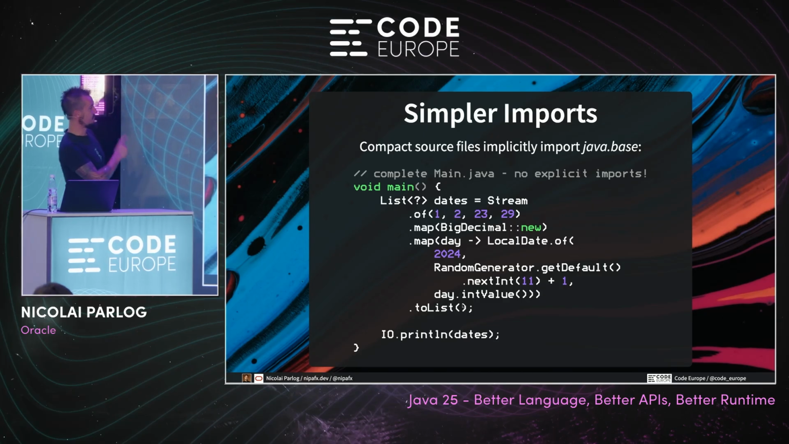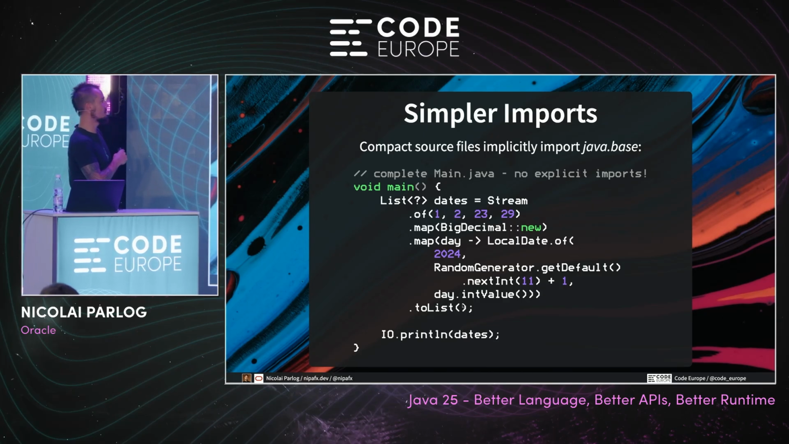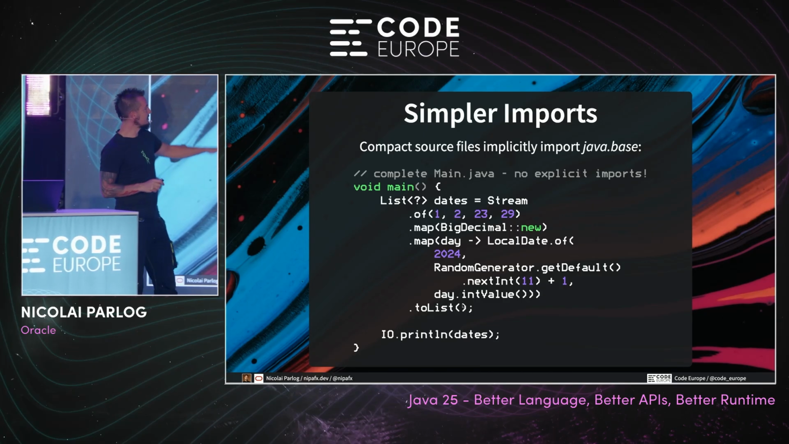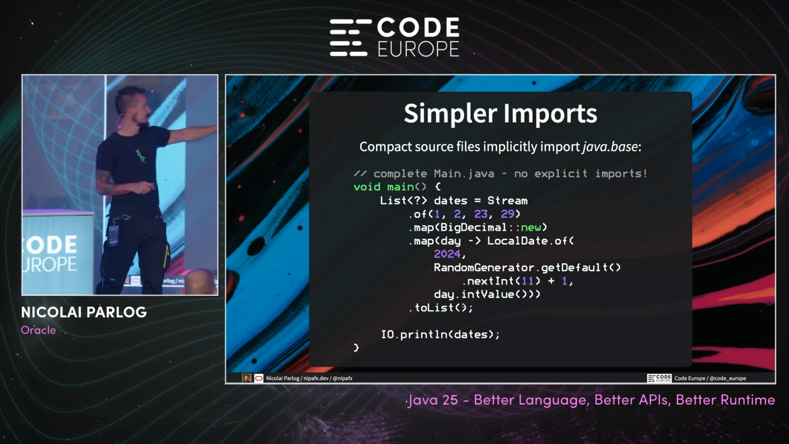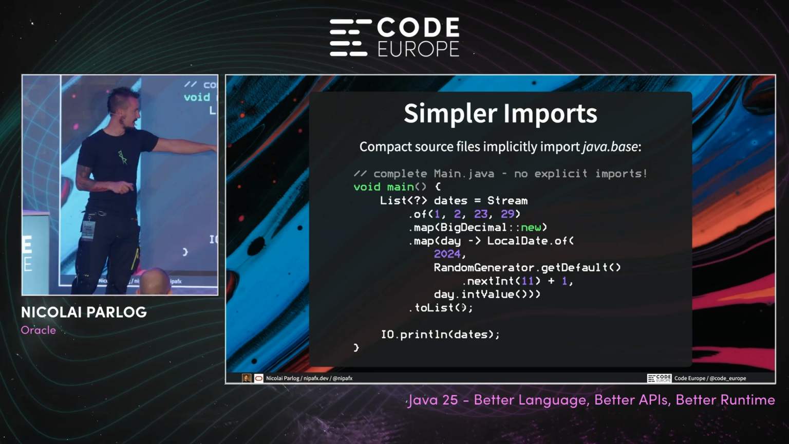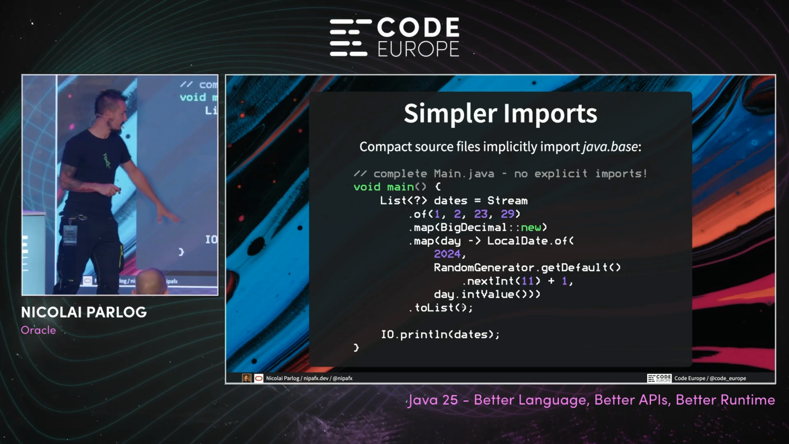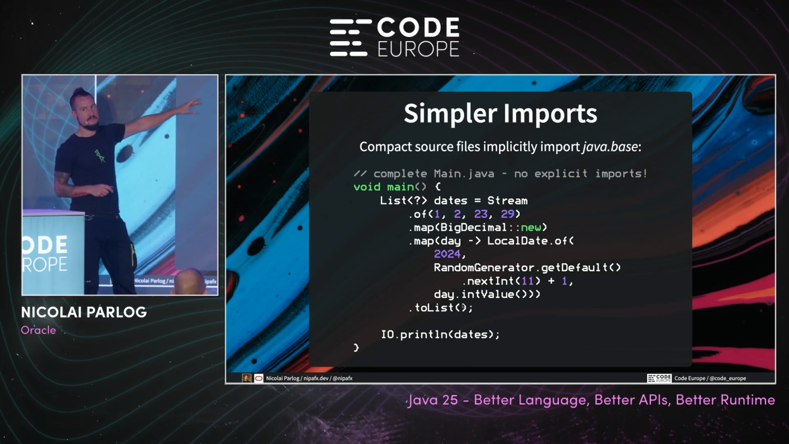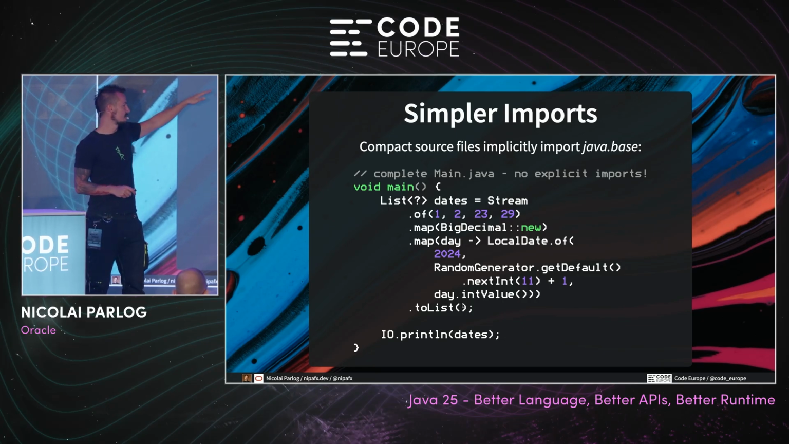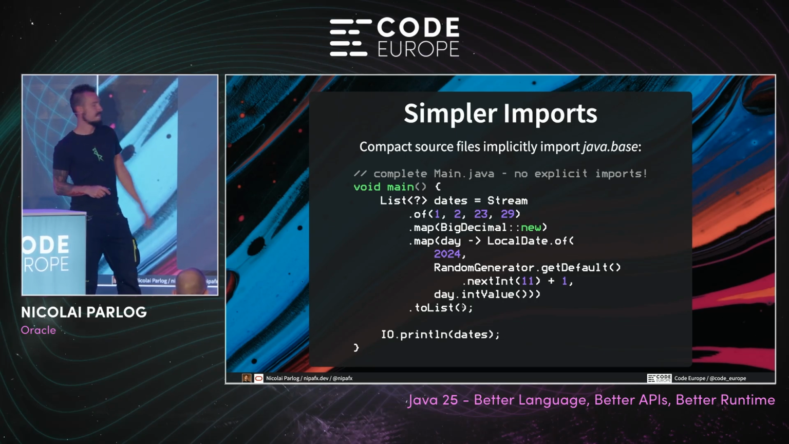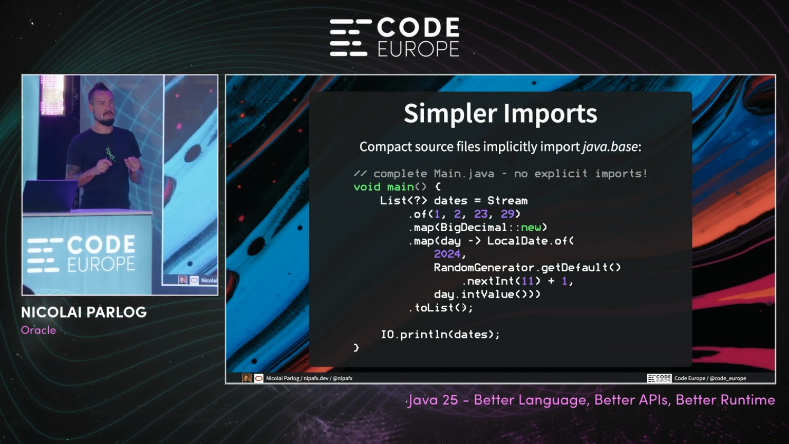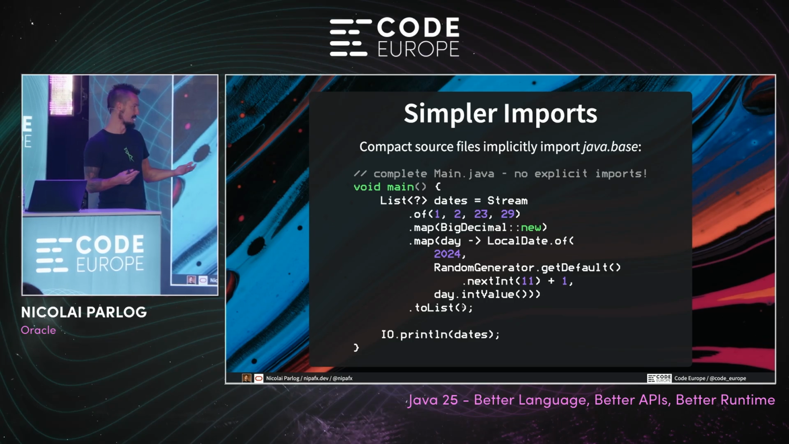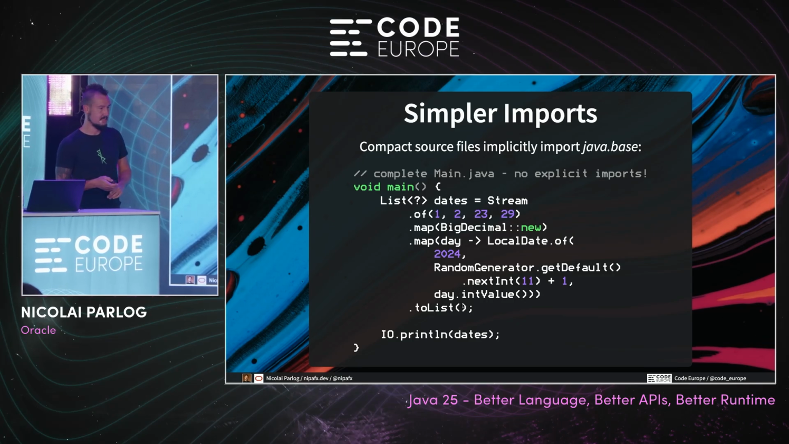This is the slide I skipped, module imports, because the interesting thing about this is, so this is void main. This is just like my main method, and it uses lists and streams and BigDecimal and LocalDate and RandomGenerator and all of that. And this is still the complete file, so there are no imports. And the reason for that is that a simple source file like this that does not contain a class definition gets an import module java.base for free. So everything that's in java.base, the base module, you can just start using without imports, which again makes it easier to just get started.